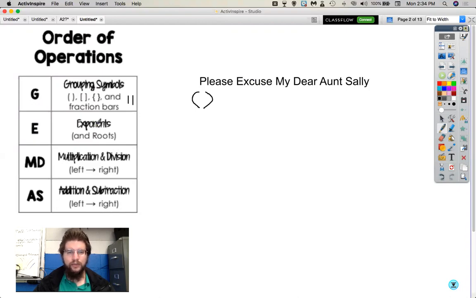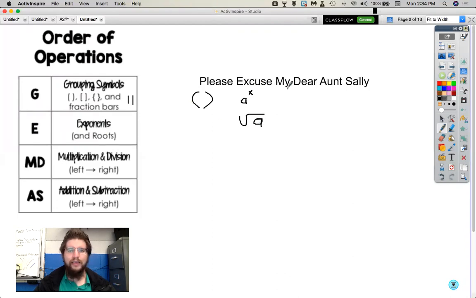Excuse, that stands for exponents, so that's an exponent. And that does include fractional exponents, so that could be like square root. That's also an exponent. The square root of a would be a to the 1/2 power.